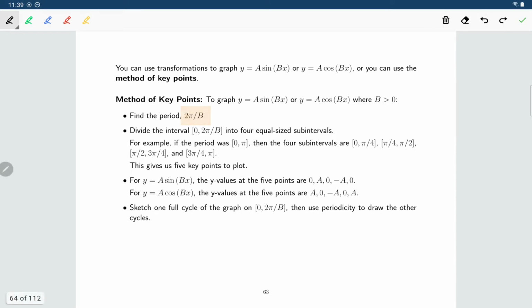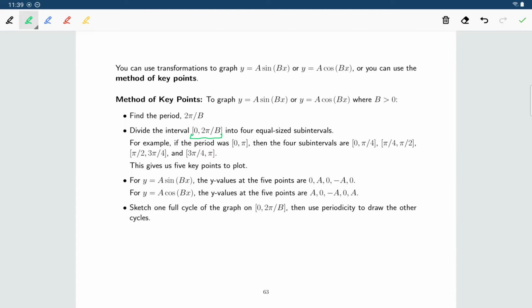So I find my period, and once I've got the period for this transformed trig function, I'm going to take that period and slice it into 4 equal-sized pieces. Those would be the x-coordinates for those 5 key points. So the idea is that we start at the x value of 0, go up to the x value of whatever our period is, and slice that into 4 equal-sized pieces.